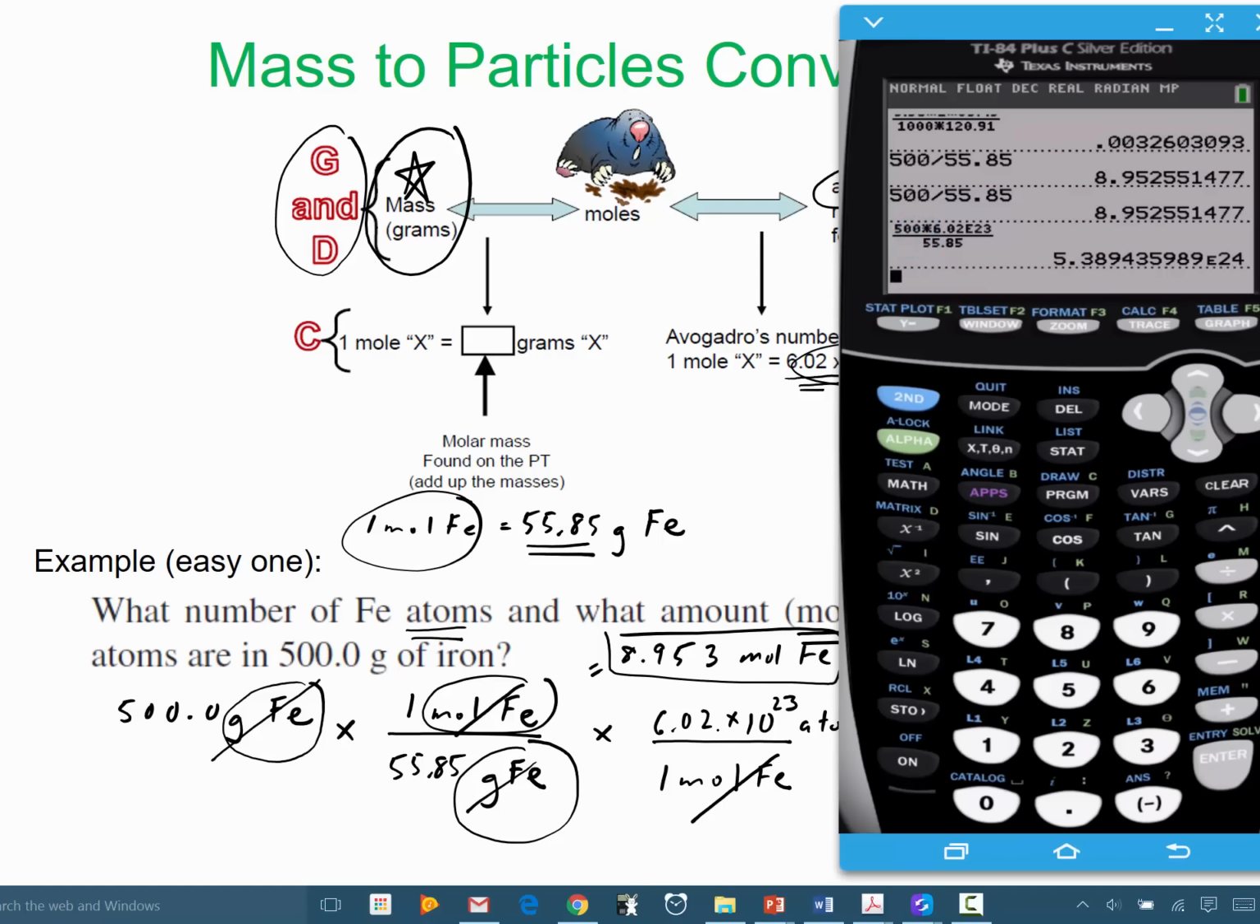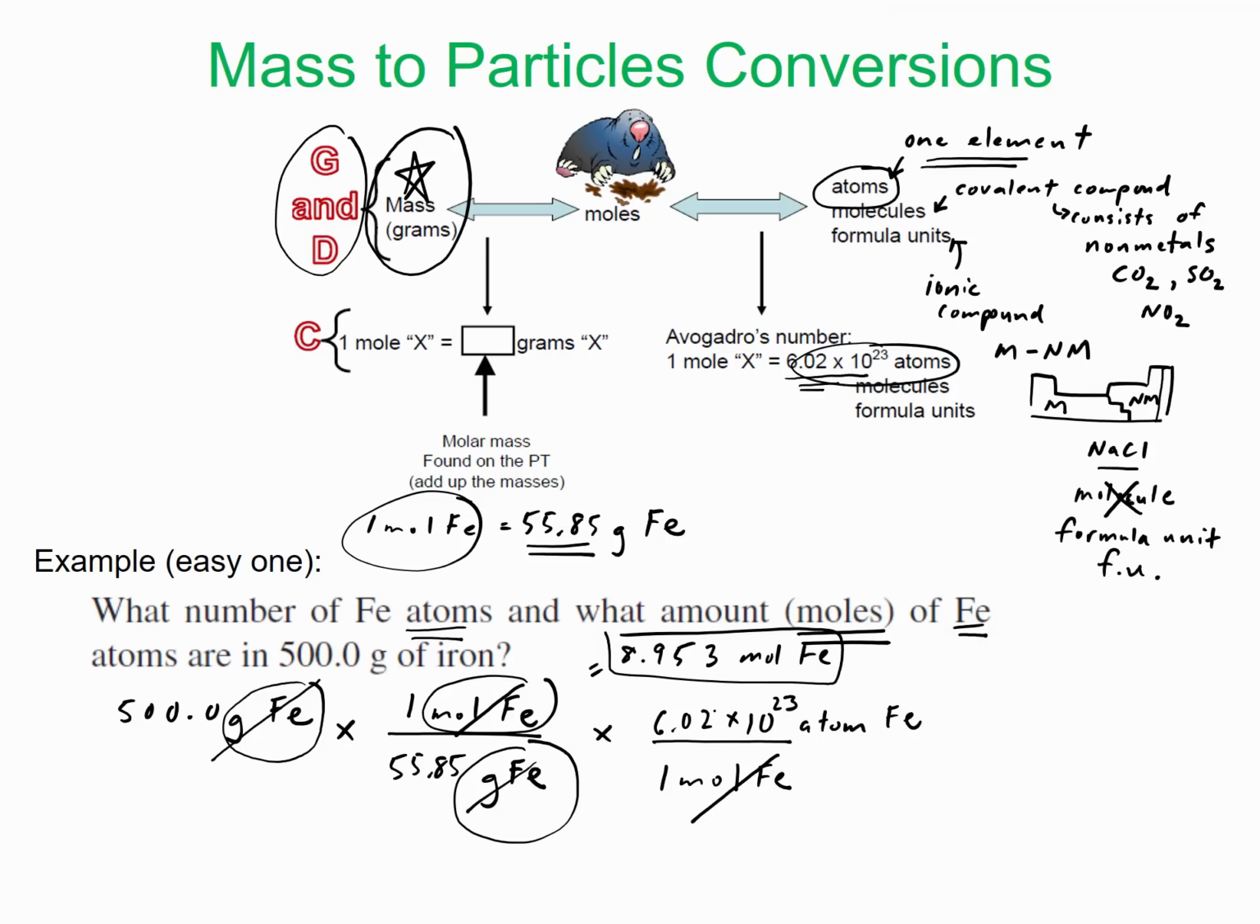Avogadro's number, I should use an extra digit. I don't know how many. This goes on forever. I cut it off early, but I think there's like a 3 here. I could be wrong. I think it might be a 2 actually. But I should be using the number given in the problem to limit my sig figs. So my answer is 5.389, and that's it, 4 sig figs, times 10 to the 24th atoms of Fe.